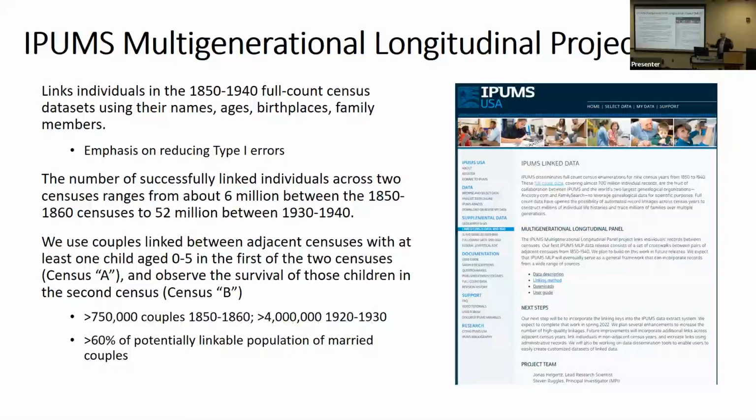Here's our method in a nutshell. We link married couples only, so we're really sure it's the same two people. And we look at their kids in the first of the two censuses, which I'm going to call census A. And we try to find them 10 years later in census B. We're only looking at very young children. So a child who's age 1 in census A should be 11 in census B 10 years later. If we don't find them, we think they're dead. I mean, it's a lot more difficult than this, but that is the essential method.